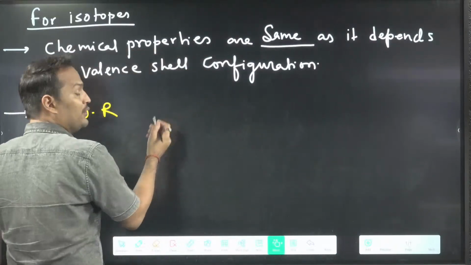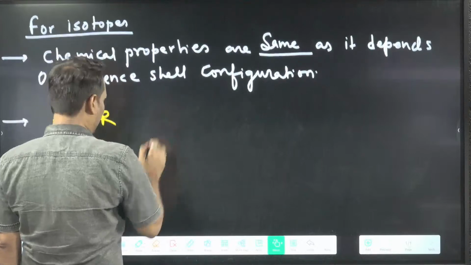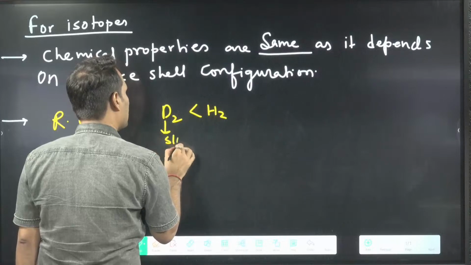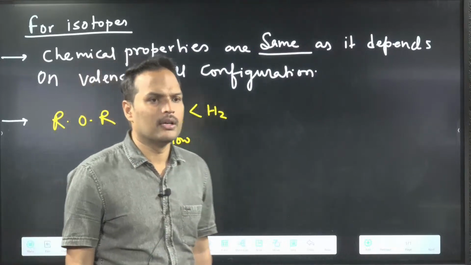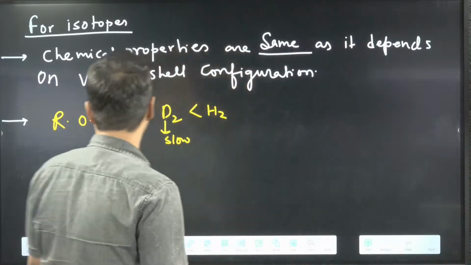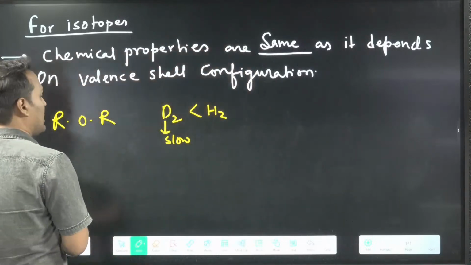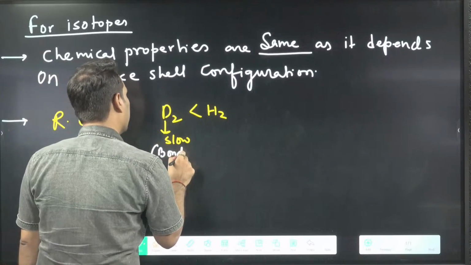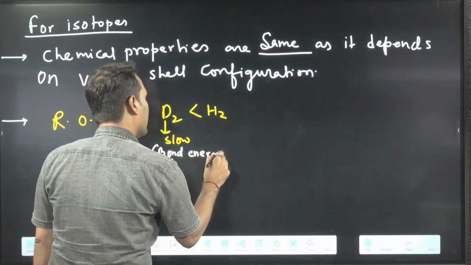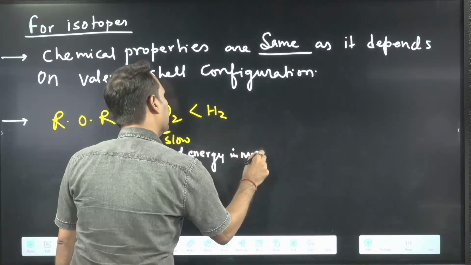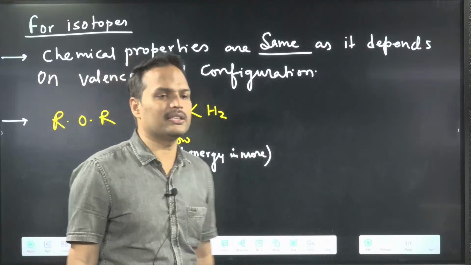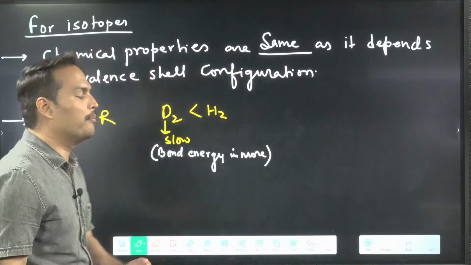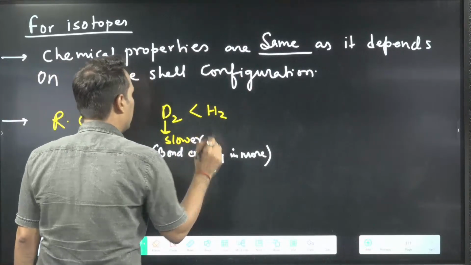Okay? With deuterium, the rate of reaction is generally less than with hydrogen. Deuterium reactions are slow. The same reaction will happen, but the reactions are slow. Why can you say slow? Because bond energy is more. It will take time to break the bond. It will require more energy to break the bond. So the reaction is comparatively slower.